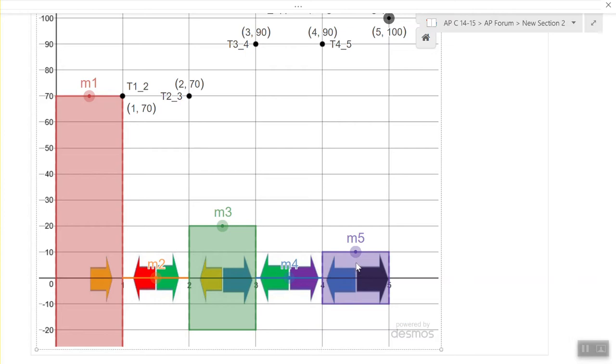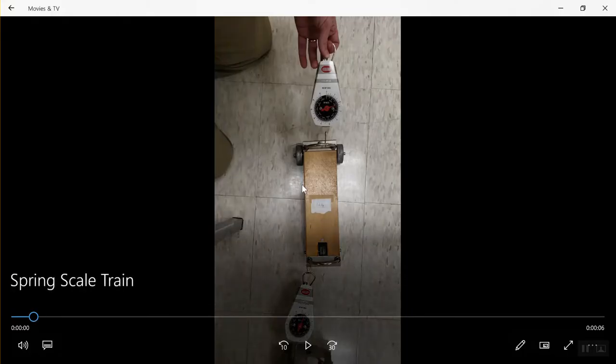Well, that's cool, but what if we tried to do this in real life? I did try to do it in real life, and here's what it looked like. So I took a slow motion video of me pulling a cart with a spring scale, and then a second cart behind here connected by a spring scale. These are both 3.2 kilograms. Now it might not work perfectly, partially because these scales have mass, partially because it's a little bouncy, but watch what happens.